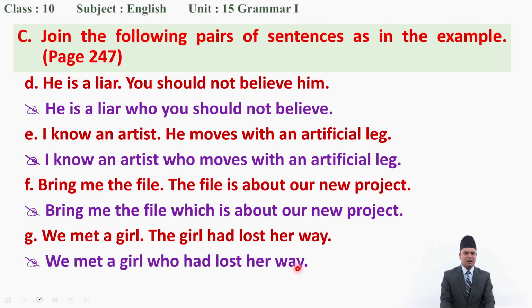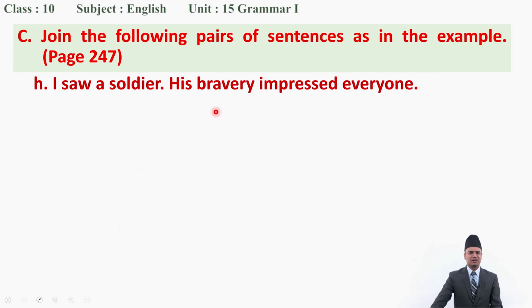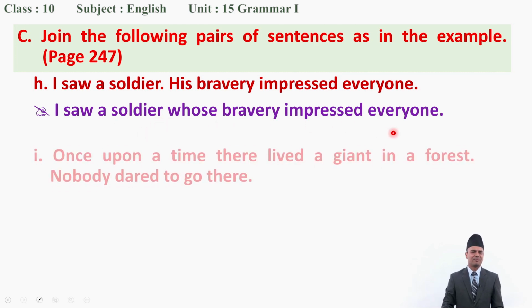Yeah, and again there are some questions. Question G, I saw a soldier. His bravery impressed everyone. Here is a possessive. I'm giving a clue to you. Possessive pronoun, okay? What is it here? Who, whom, whose? Yeah, that's right. That's correct. I saw a soldier whose bravery impressed everyone.